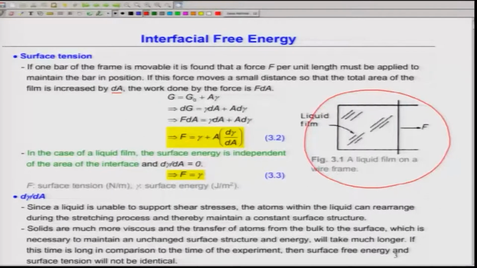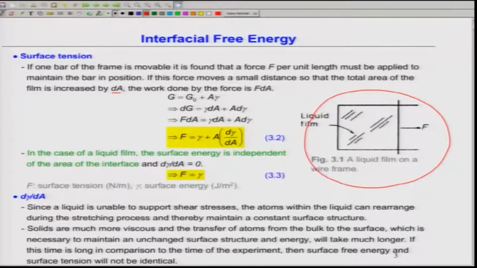So, we know that dG is basically G0 plus A gamma that I have shown. So, dG is nothing but gamma dA plus A d gamma, right. That is obvious, because G0 is constant, it does not depend on anything, it is basically bulk free energy. At a constant temperature and pressure, this has no change. Therefore, only A gamma will change, and the total differential of A gamma is gamma dA plus A d gamma.